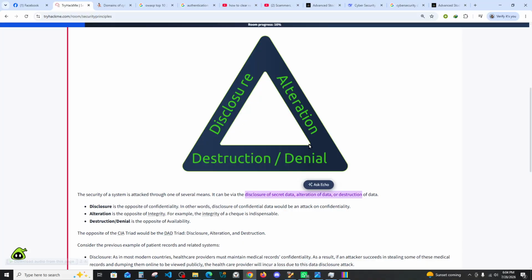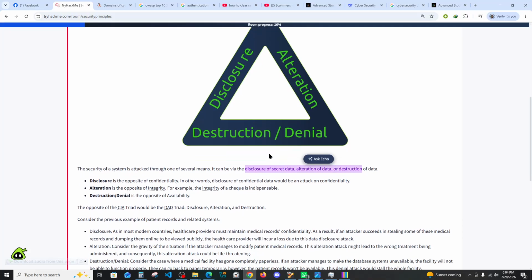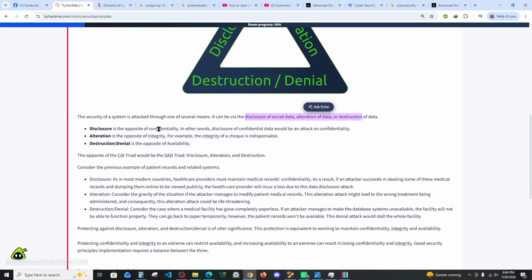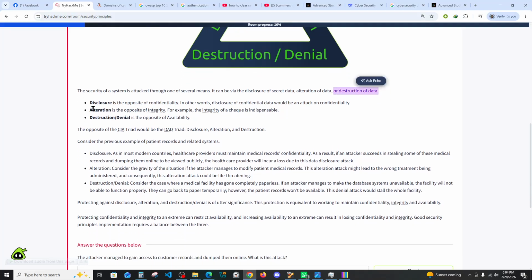Disclosure, alteration, and destruction or denial. The security of a system is attacked through one of several means. It can be via the disclosure of secret data, alteration of data, or destruction of data.